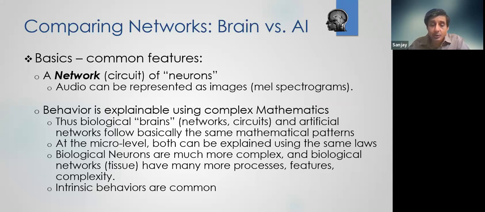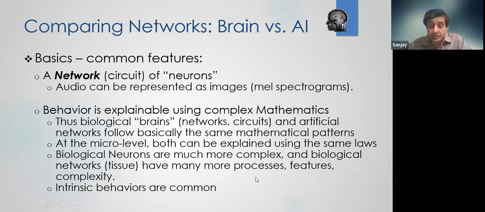And what we've seen so far is that the mathematical explanation we get applies equally well to these artificial networks as it does to biological networks. At the base level, biological brains and artificial networks follow basically the same mathematical patterns, rules and systems. Effectively, they're the same thing. At the micro level, at the lowest level, both can be explained using the same mathematical laws and rules.